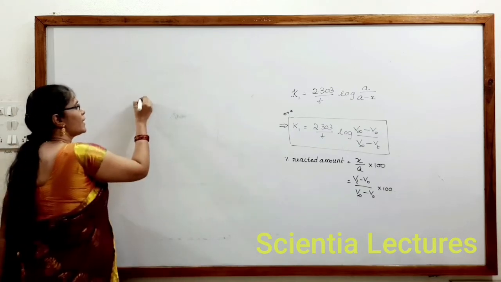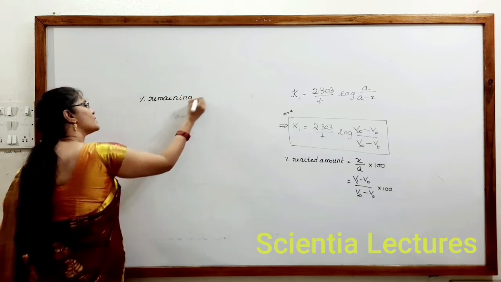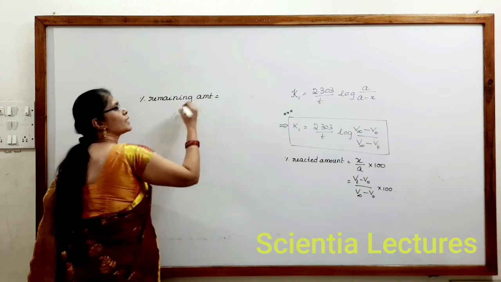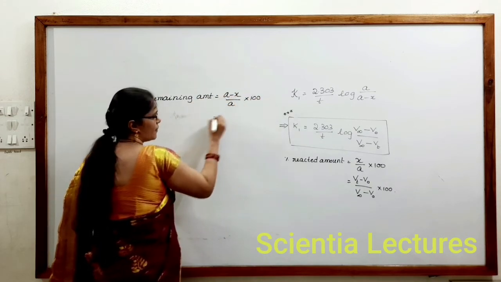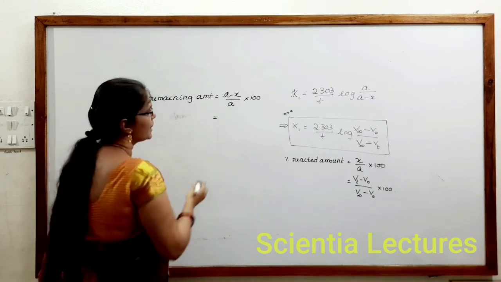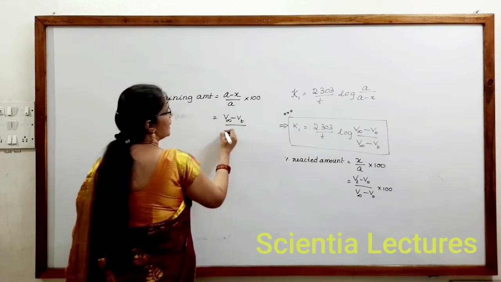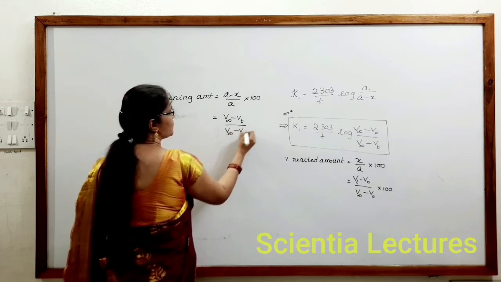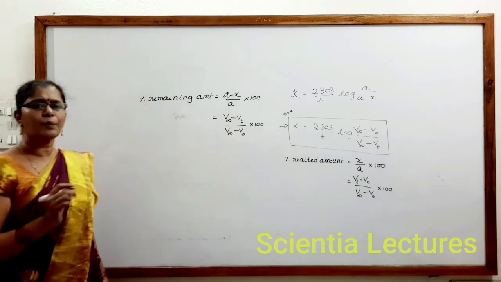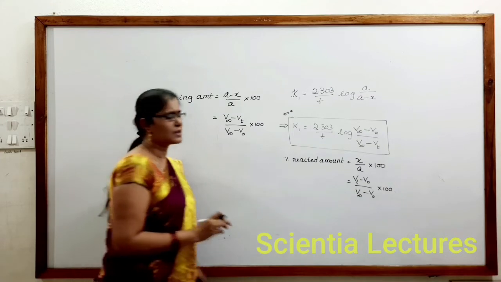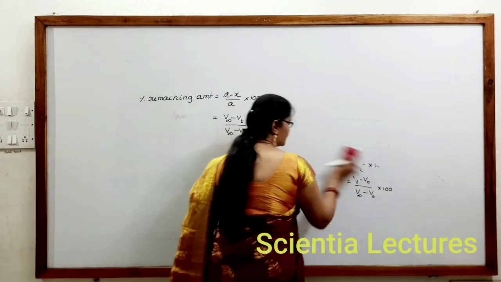Now, percentage of remaining amount, what is the formula we have? I said already, percentage of remaining amount must be equal to A minus X by A into 100. What is A minus X? We have derived V infinite minus Vt. What is A? V infinite minus V naught, into 100. Remember how to find the percentage of reacted amount and percentage of remaining amount for every problem, because anything could be asked in the exams.